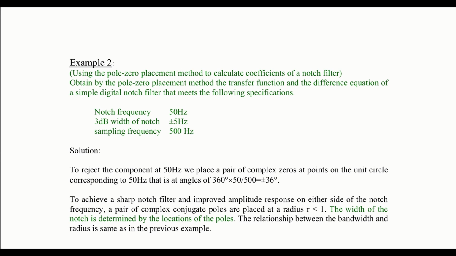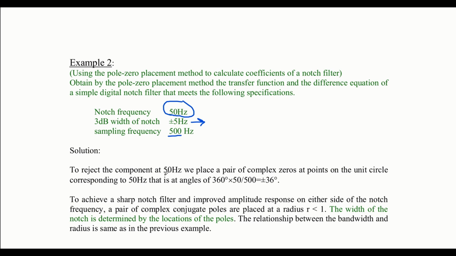Okay, and we are to design to meet the following specification. We have a notch frequency of 50 hertz, that's the frequency we have to attenuate. We want to remove 50 hertz completely from the incoming signal. Then it has a 3 dB width of plus or minus 5 hertz. When you hear a 3 dB width of plus or minus 5 hertz, it means that the bandwidth is 10 hertz, plus or minus 5, the difference is 10. And the sampling frequency is given as 500 hertz. These are important pieces of information you are looking for in solving this question. So let's read their solution.